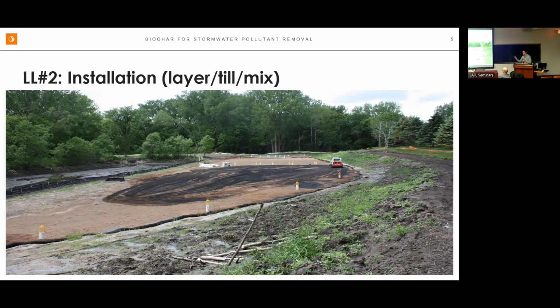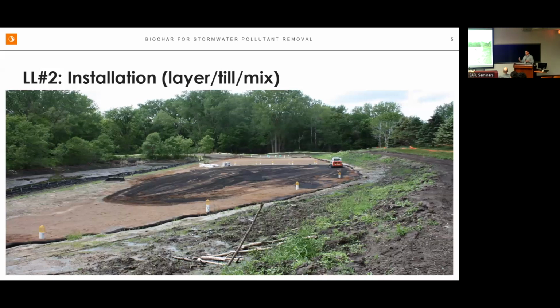Biochar has a specific gravity of 1 or right around there, so we weren't worried about it just washing away. So we actually just tilled this into the top 8 inches. I think moving forward, the best application is just to have it mixed off-site.